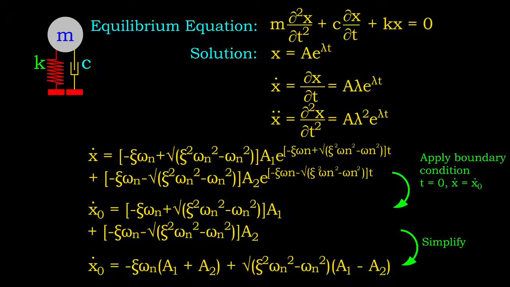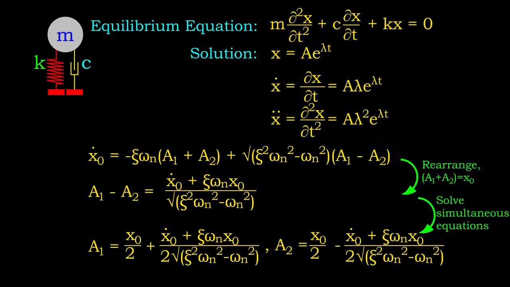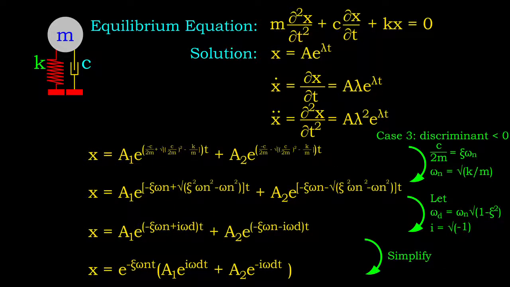After rearrangement and simplification, we obtain the definition of a1 minus a2 through the application of initial condition. Knowing the sum of a1 and a2 equals to the initial displacement of vibration, we can solve for a1 and a2 now, considering the case where discriminant is less than 0.